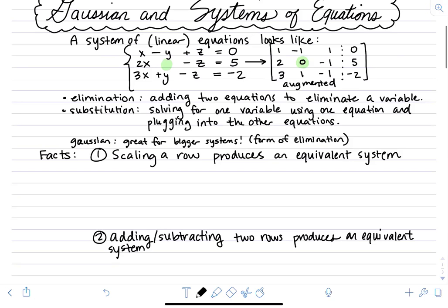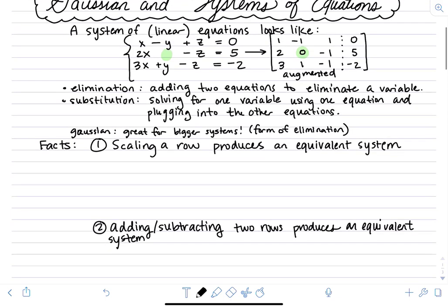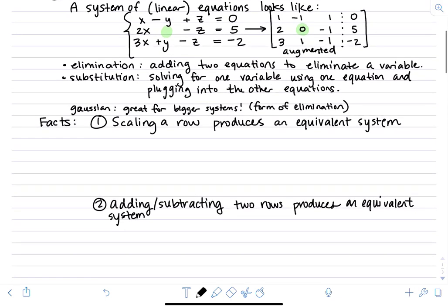Okay, so Gaussian will likely be new for everyone if they're in a pre-calculus class. It's unlikely you've talked about it in algebra. Okay, so let's talk about what we're going to be using our facts for simplifying and basically trying to solve these systems of equations. The first fact is that when we take a system of equations and we scale a row by multiplying by a number, you will not change the system, even though you will change what it looks like. We call that an equivalent system.